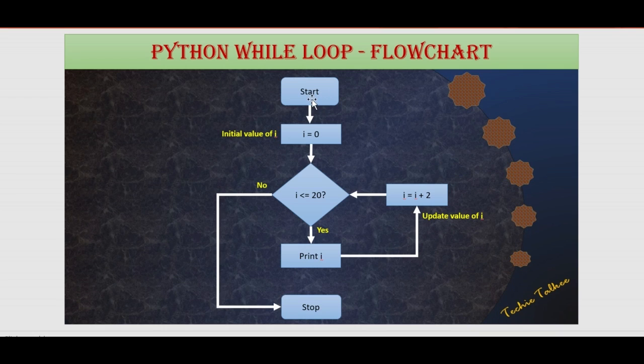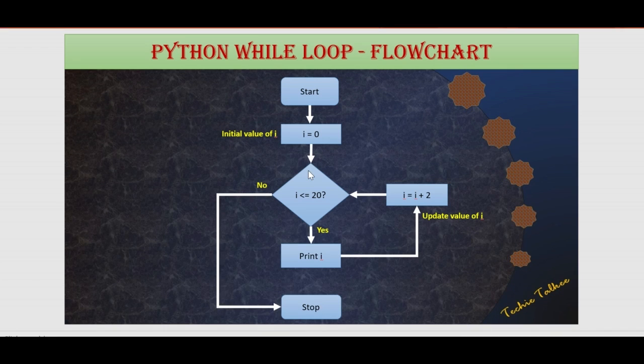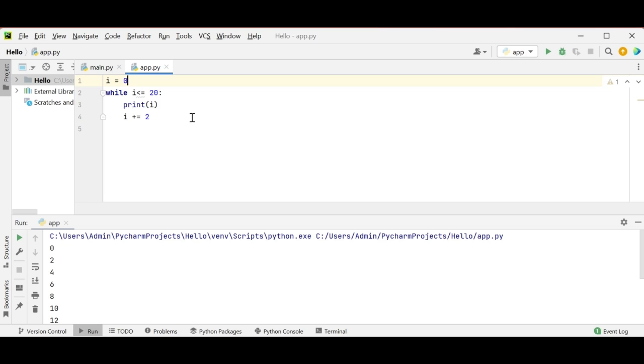So start, which will be the starting of my execution. First, I'm initializing a value of I to be 0, so I'm giving I equal to 0. Then I'm checking for a condition if I is less than or equal to 20. In this case, we are going to print the value of I till the value is less than or equal to 20. And that is why we are using the while loop here.